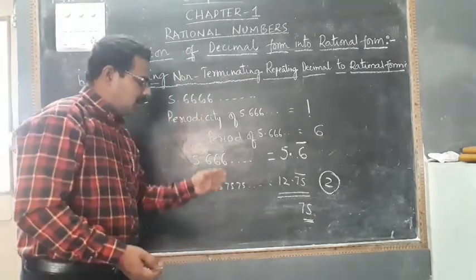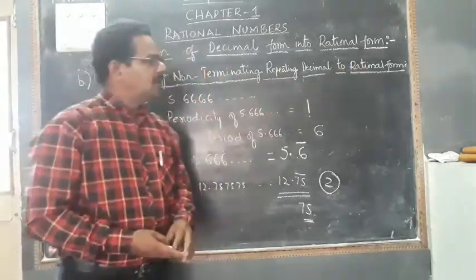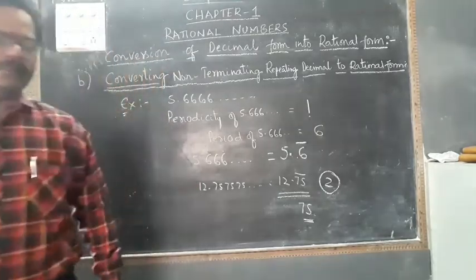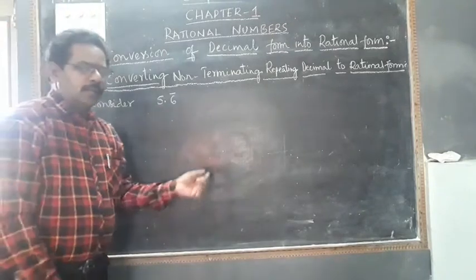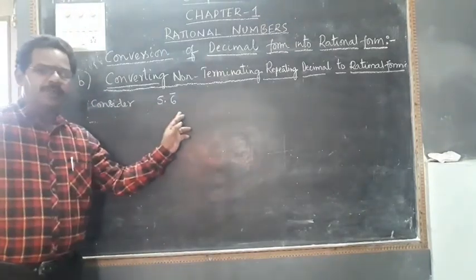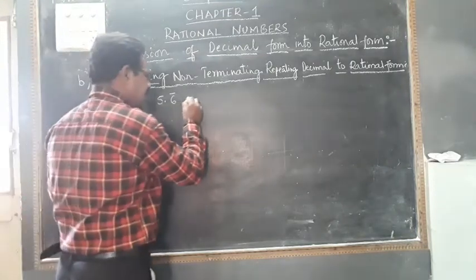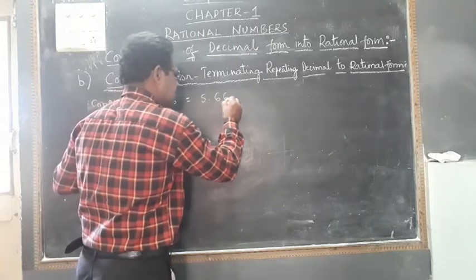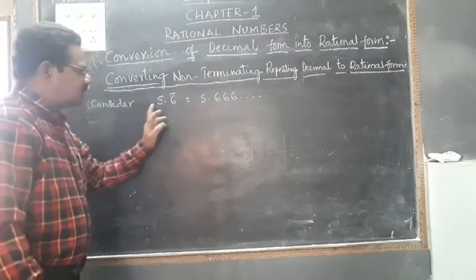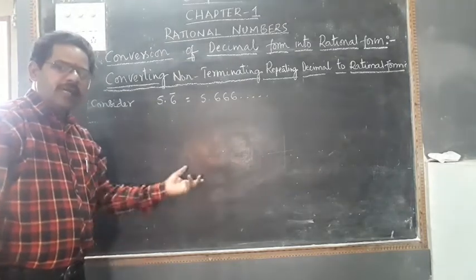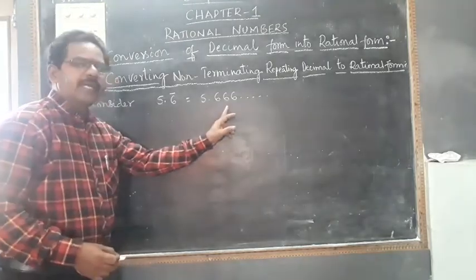Okay. By knowing all these, now we can go for the conversion of a non-terminating repeating decimal into rational form. Now we shall consider an example, 5.6 bar. Already I told you, 5.6 bar can be written as 5.666 and so on. Unlimited times it will be repeating. So this is the decimal form of a rational number, a non-terminating repeating decimal.